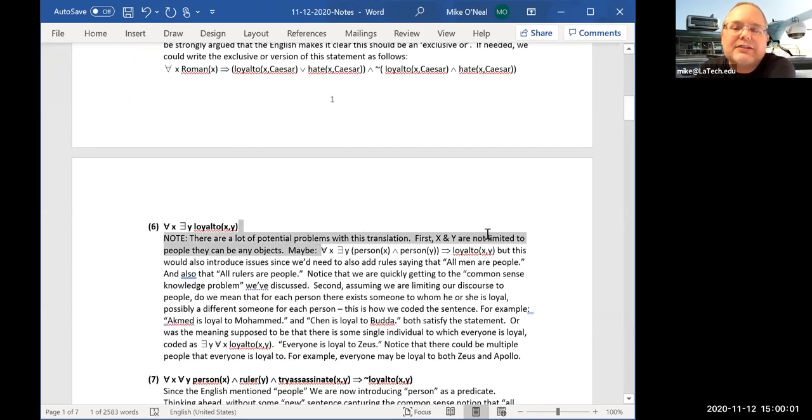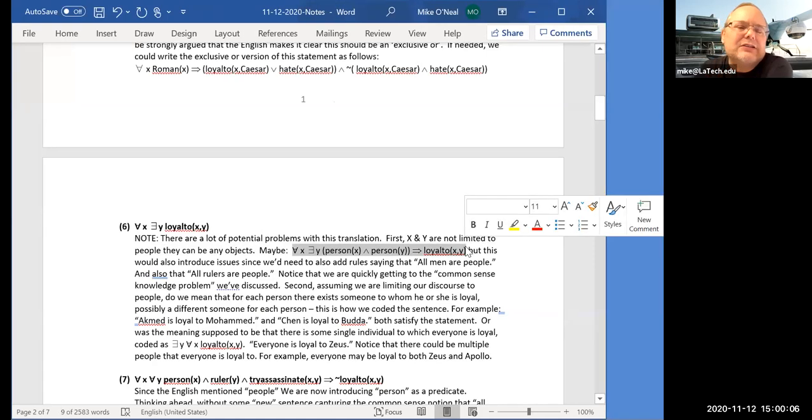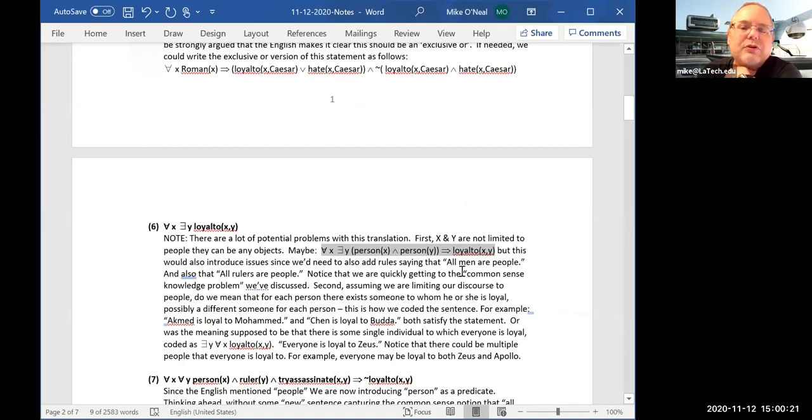But assuming I solved that, something like this might be closer to everyone is loyal to someone, because when you say everyone, you don't mean every object, you mean every person. So okay. If we did use person, we would have to introduce statements like all men are people and all rulers are people. If we did that, then we could talk about person here and everything would be fine.